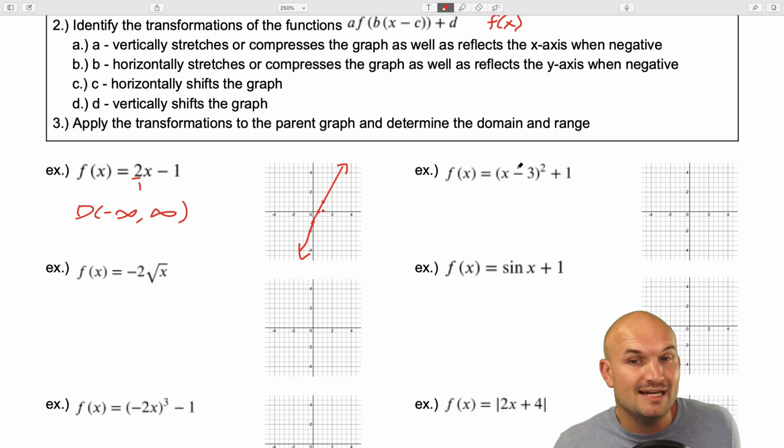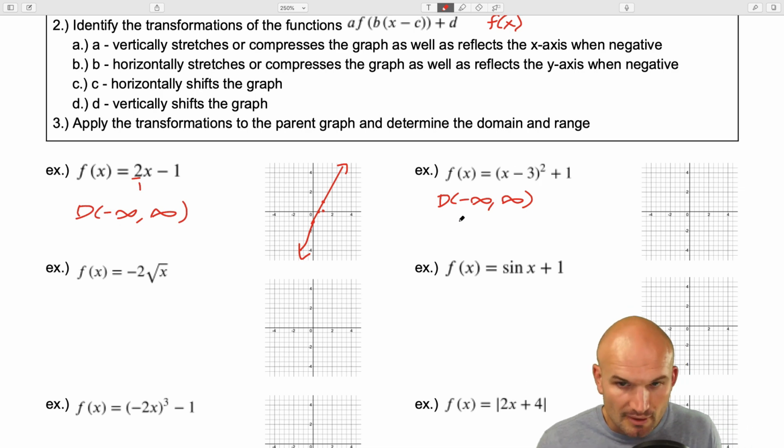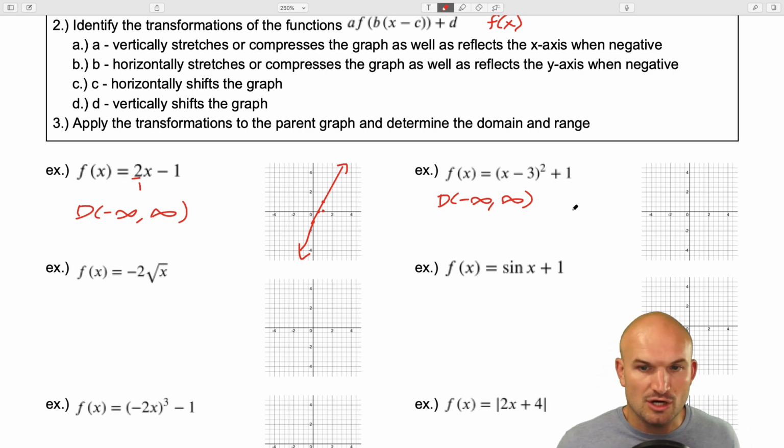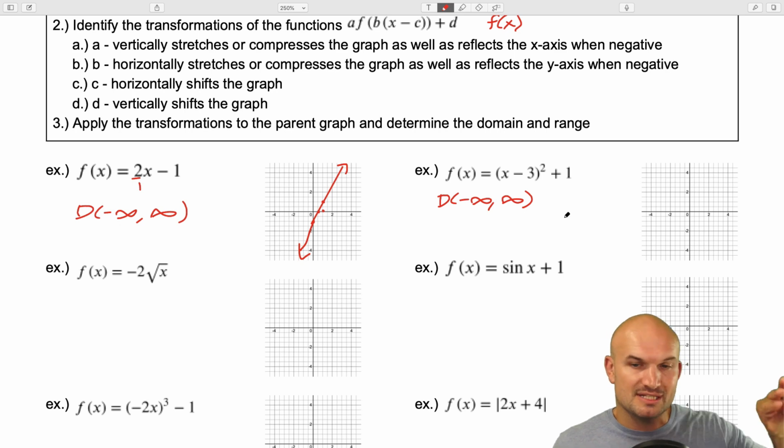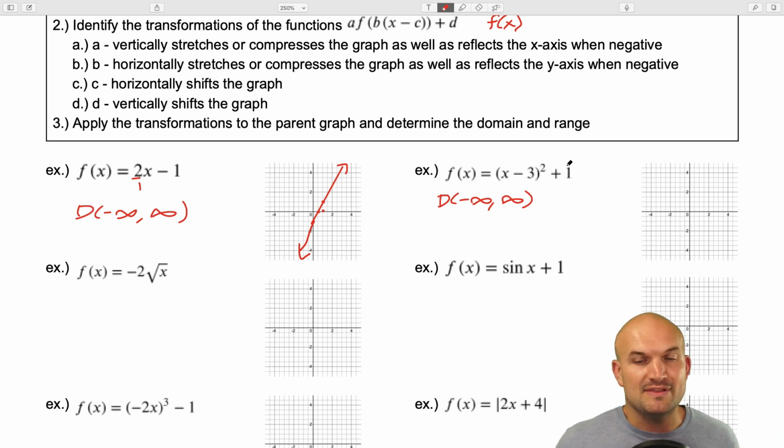Immediately, we can look ahead and say, this is a quadratic. The domain is -infinity to infinity, right? There are no restrictions on our domain for a quadratic function. Now here we can see our transformations from the parent graph. Remember, this is going to be the parabola, and this graph is being shifted 3 units to the right and shifted 1 unit up. So I'm going 3 units to the right and then up 1 unit.